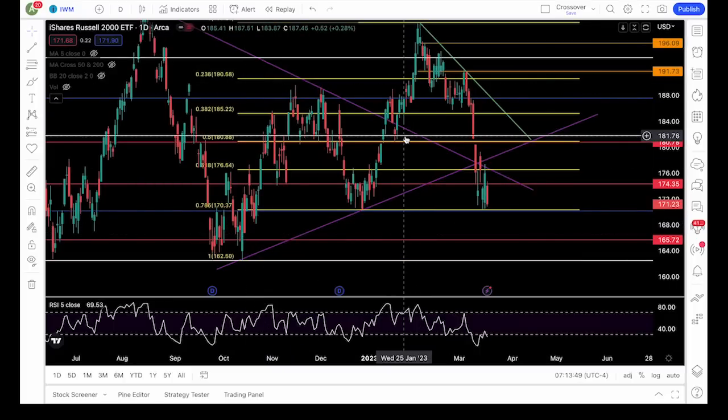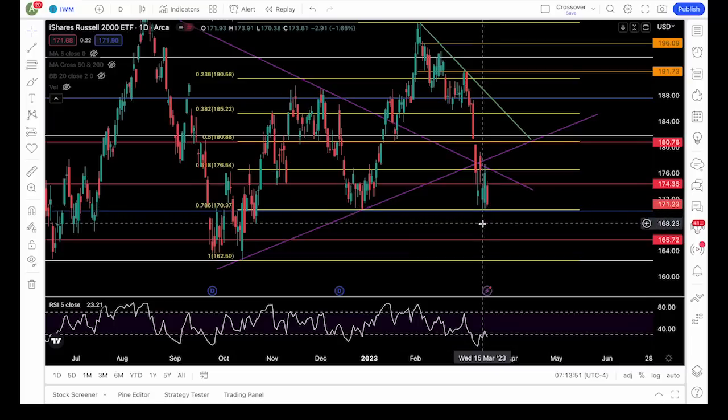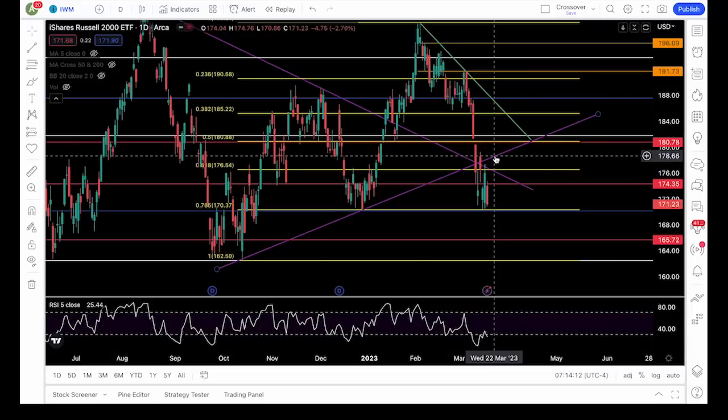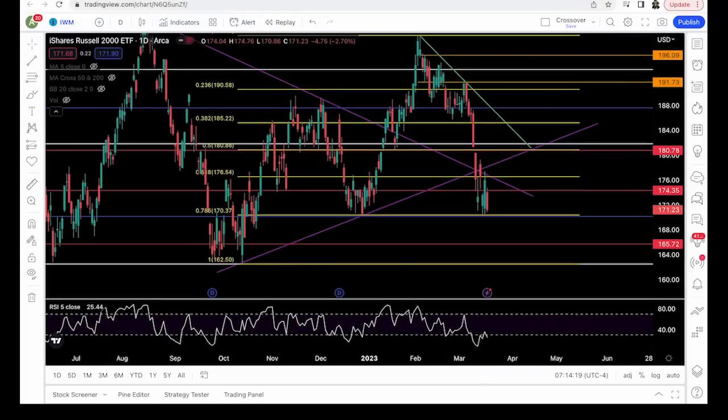If 170.3 fails, look to short, targeting 168, 166.6, 165.7, then 162.5 back in play. It can't get bullish, or at least short-term bullish, unless IWM can recapture 174.3 and clear 176.5 to trigger more upside, with 178.6 and 180.8 in play first, all right?